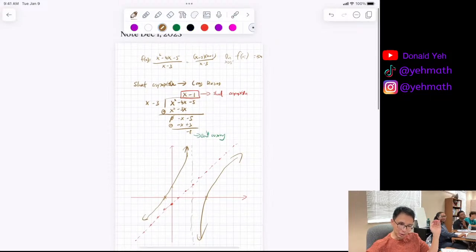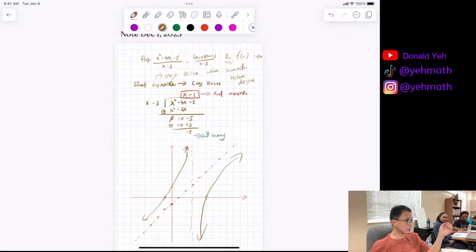So another way to think about it, slant asymptote only occurs when the numerator has a higher degree. So, for example, you see this x squared, you see the numerator is higher degree, automatically I will check for slant.